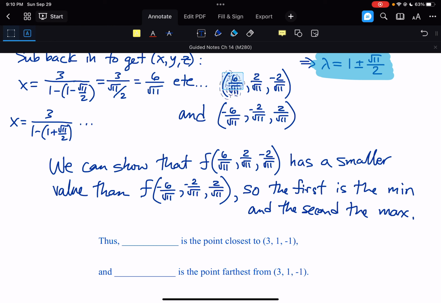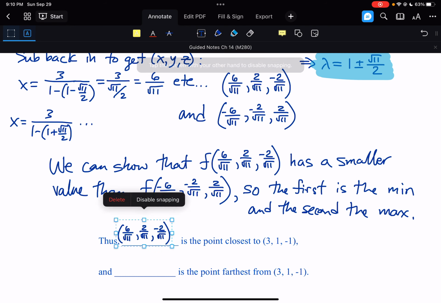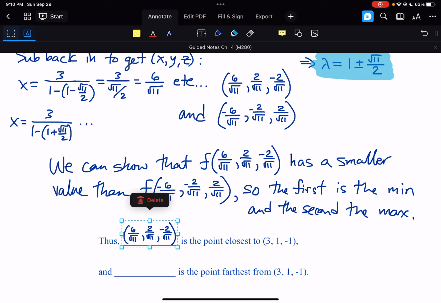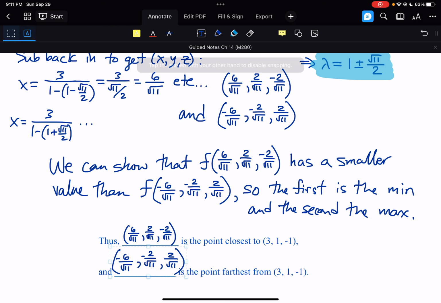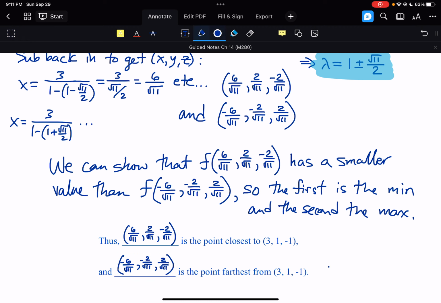So thus, gotta love a good copy-paste feature on here. So thus, this point is the point closest to (3, 1, negative 1). And this point is the point farthest from (3, 1, negative 1). And again, this is on the sphere.